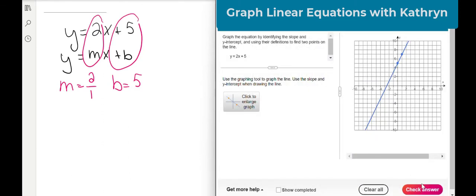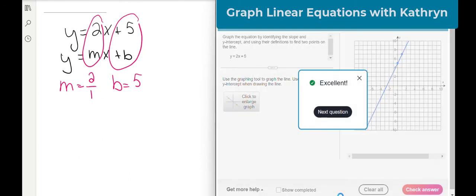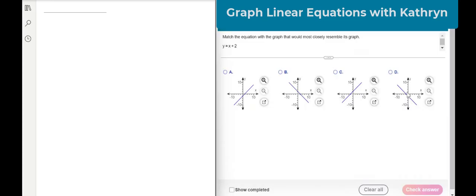Save it, and then check it. Yay, good job. And that's all there is to that one. Let's look at this one. Match the equation with the graph that would most closely represent its graph. What's it saying? It's basically saying which one of these graphs is the correct answer.